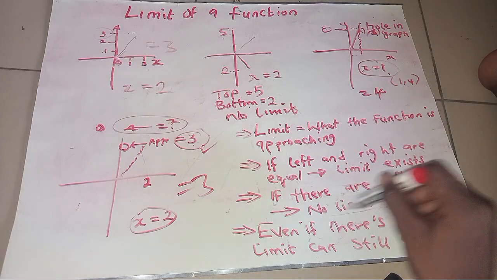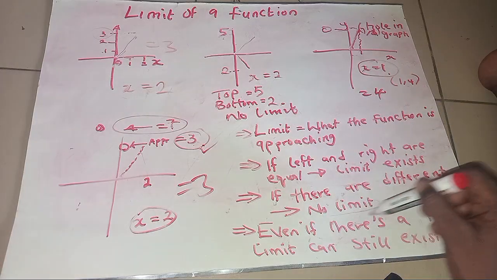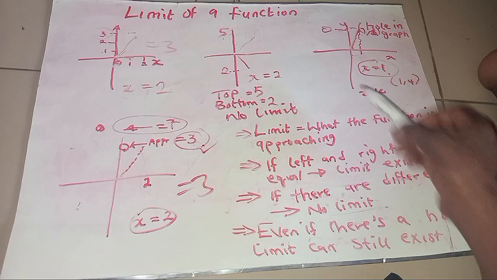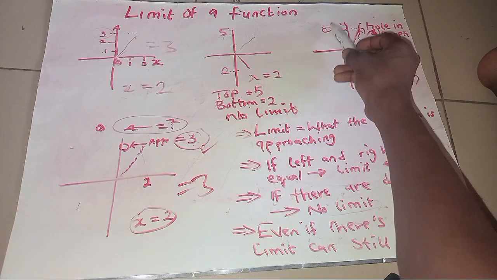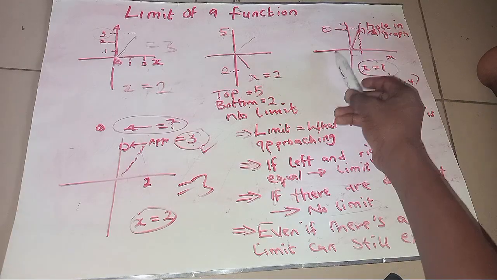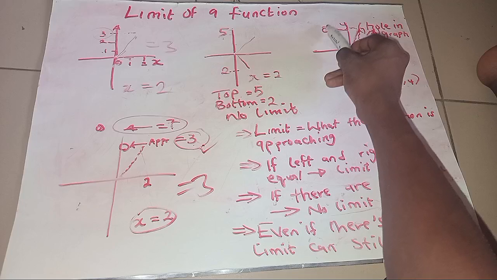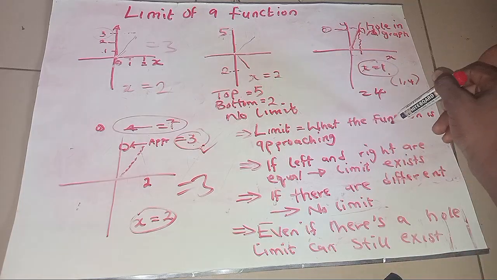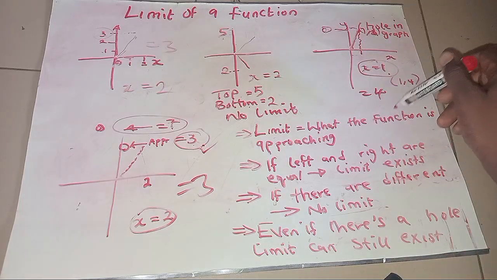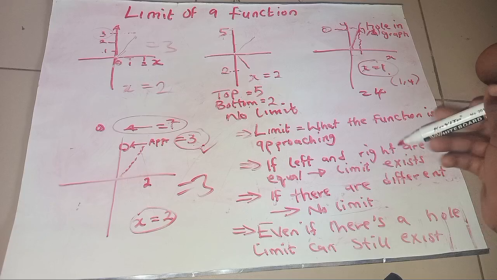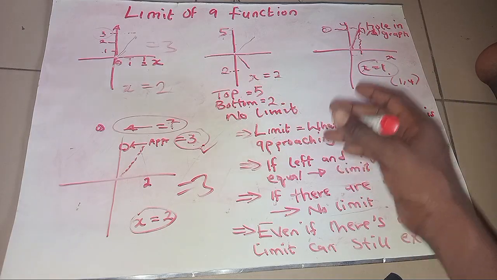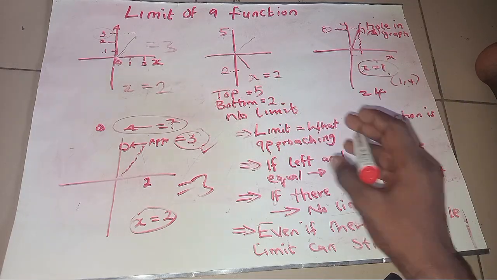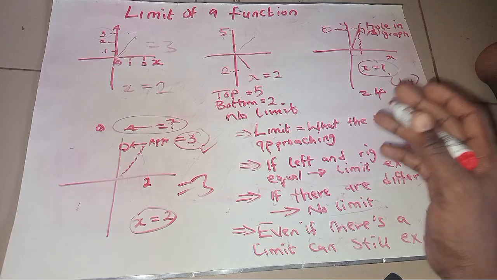So now, even if there is a hole, the limit can still exist. A hole is something that is supposed to be there but not there. So even if this particular place is missing, there is still a limit, which is what it is approaching. So we are not talking about the hole or the actual value. We're talking about what it's actually approaching. So limit simply means what the function is approaching.